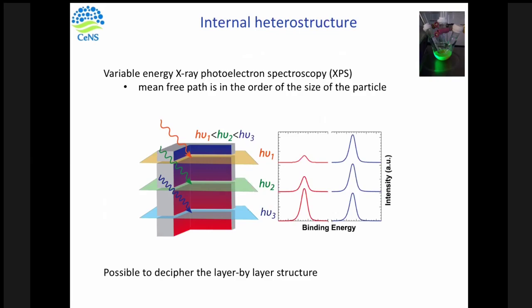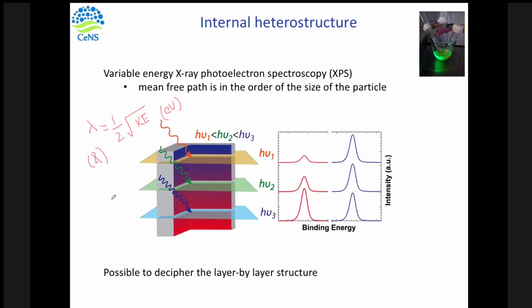What is the maximum depth that you can probe? It entirely depends on the photon energy. I'll give you an example. The relation is an empirical formula: the mean free path of the photoelectron, lambda, is proportional to the square root of the kinetic energy, where lambda is expressed in angstroms and the kinetic energy in electron volts.